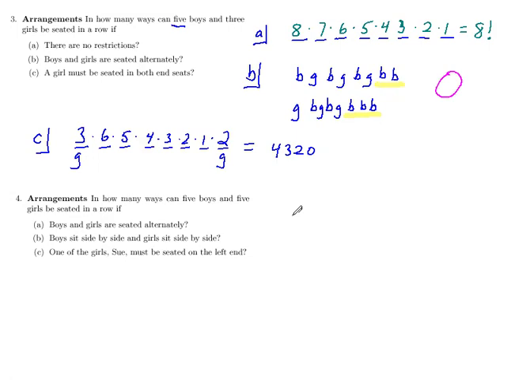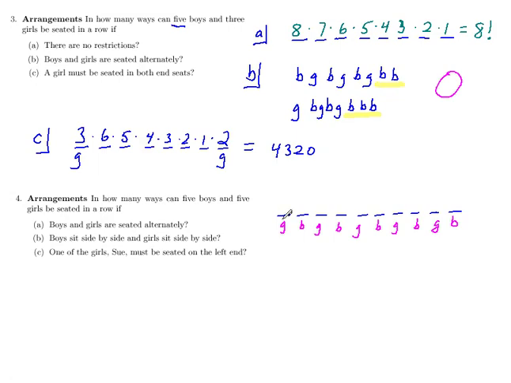Question 4. How many ways can 5 boys and 5 girls be seated if they are alternating? Well, we have 5 boys and 5 girls. That gives us a total of 10 kids. And we can alternate. I'll just write the alternating sequence underneath, so I'll remember my pattern. Girl, boy, girl, boy, girl, boy, girl, boy, and then girl, boy.